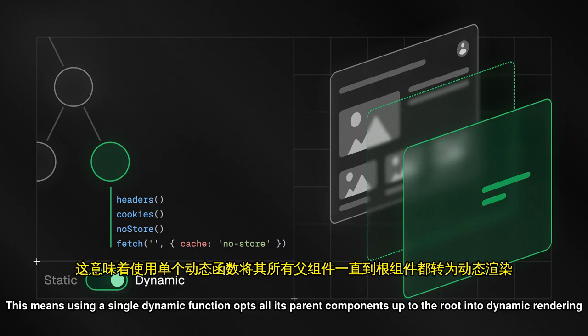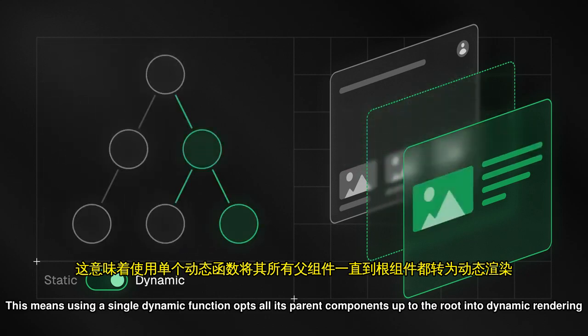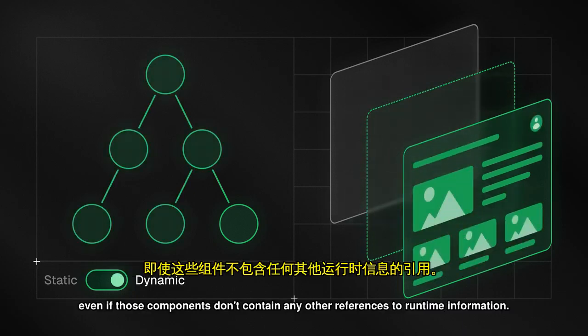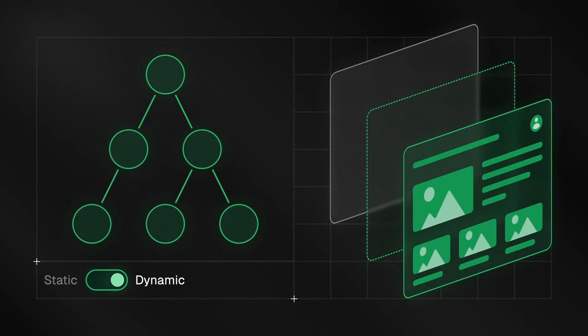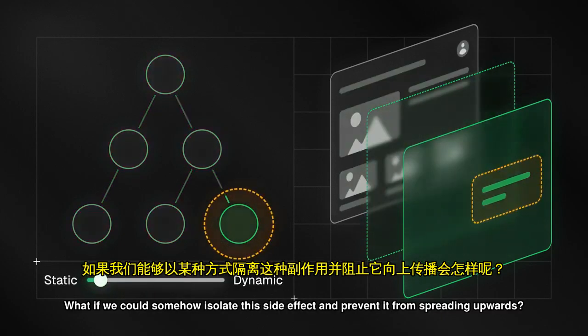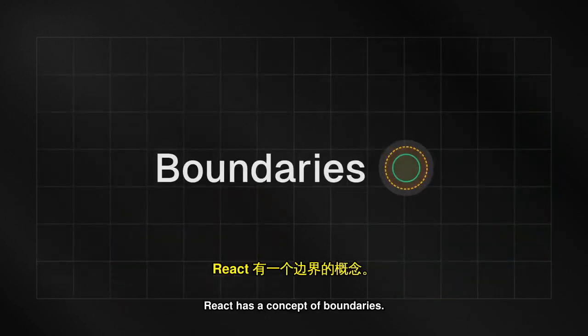This means using a single dynamic function opts all its parent components up to the root into dynamic rendering, even if those components don't contain any other references to runtime information. What if we could somehow isolate this side effect and prevent it from spreading upwards? React has a concept of boundaries.